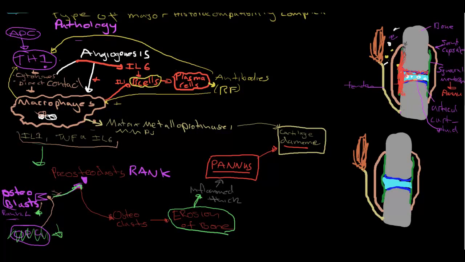While we're talking about cartilage damage, I'll talk about another way it occurs. The antibodies from the plasma cells also activate the complement cascade, which causes inflammation, and that also causes your cartilage damage. So what's next to talk about?